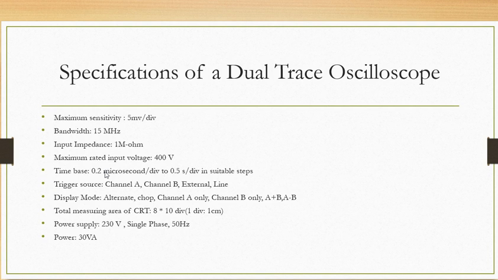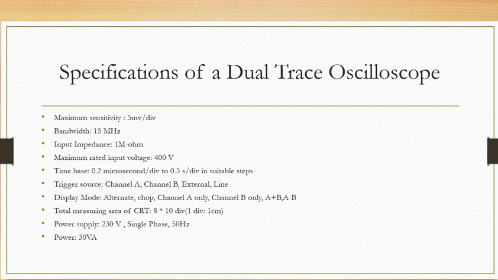Power supply is required for its operation. It is not related to the maximum rated input voltage. That is different, that is the input that you are going to apply, and this is the power supply for its operation. The power supply is 230 volt, single phase, 50 hertz. This is the general frequency that we get at home. And the last is the power, that is 30 VA. So this is the power of that CRO. This is all about the specification of a dual trace CRO or oscilloscope, and I think you have understood it. If you have any doubts, you can ask me.